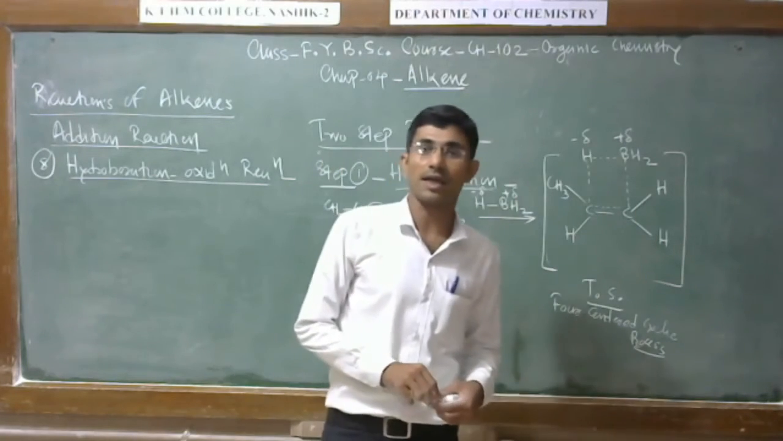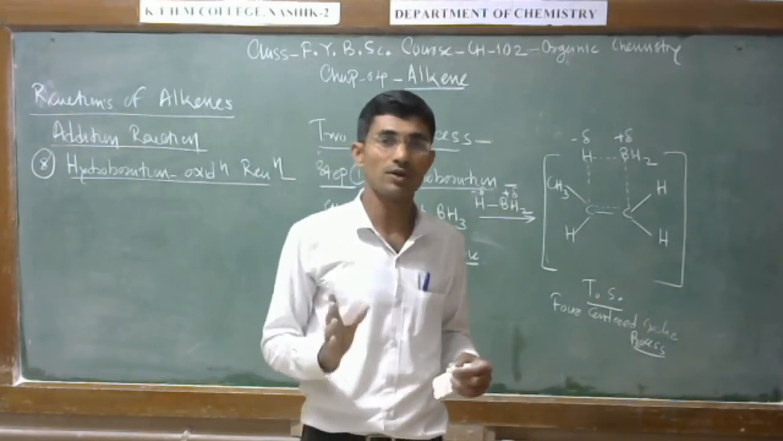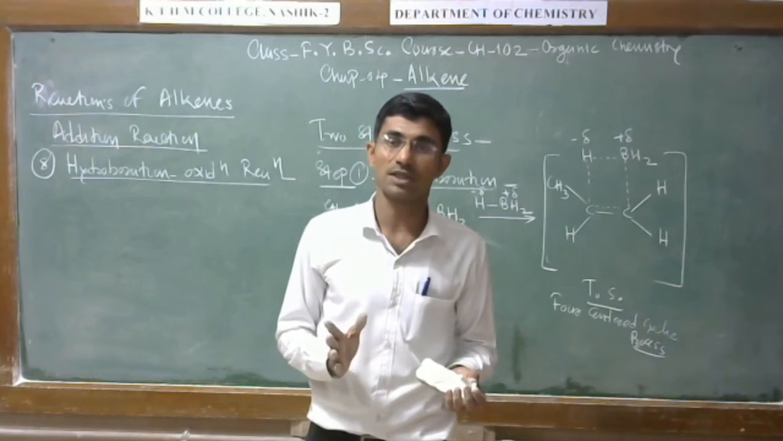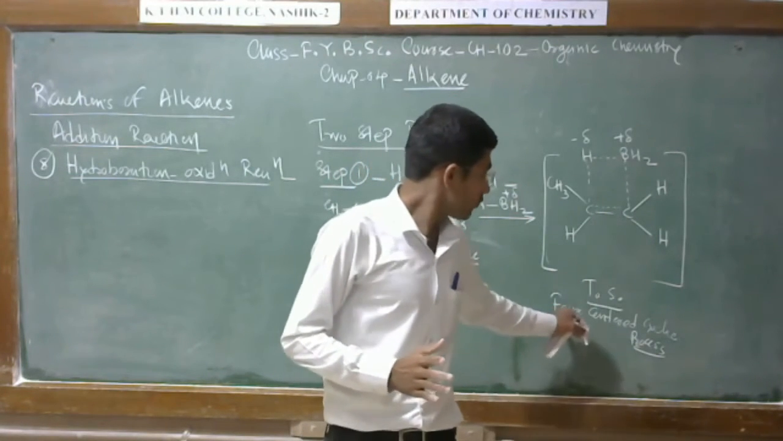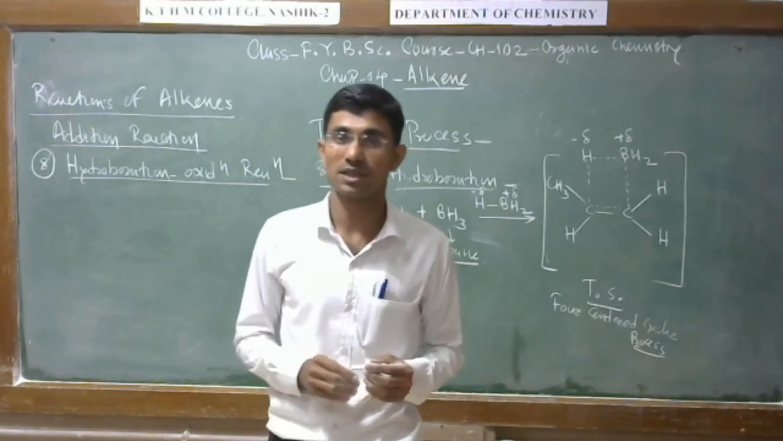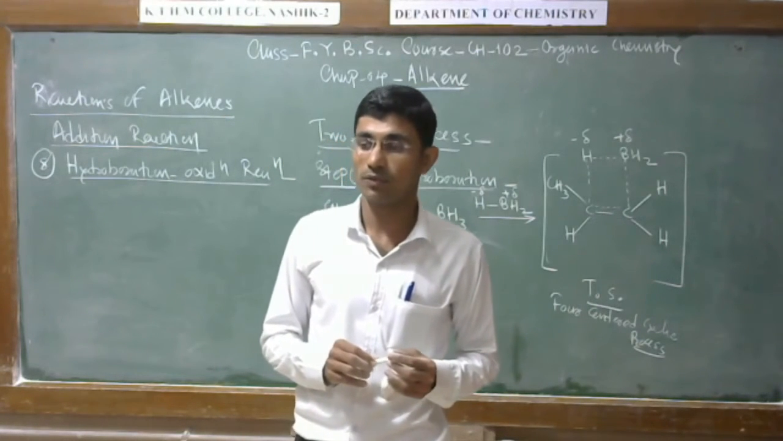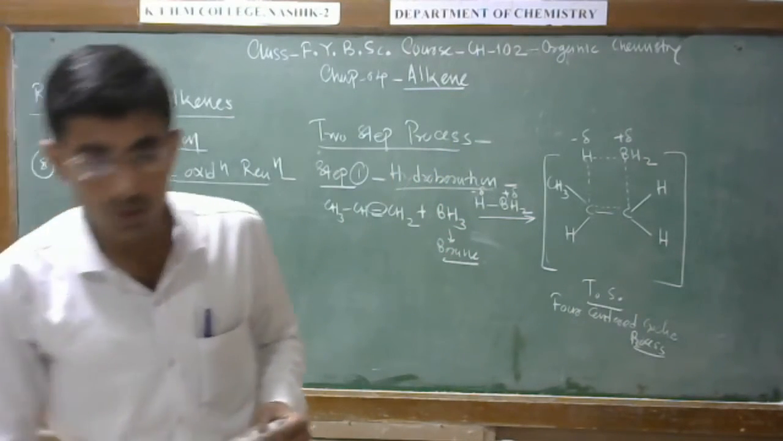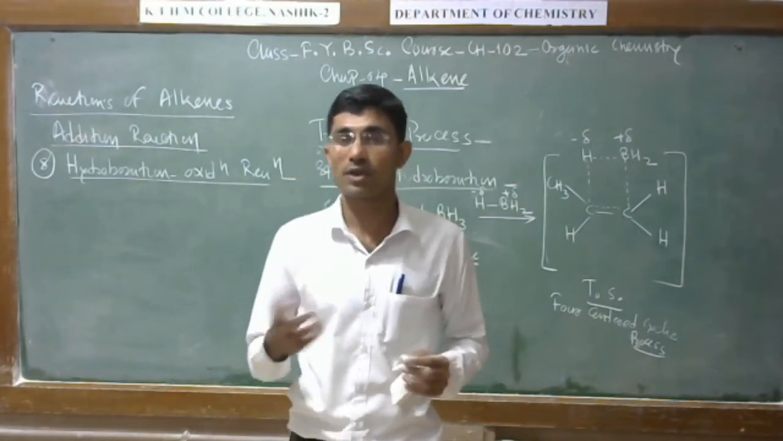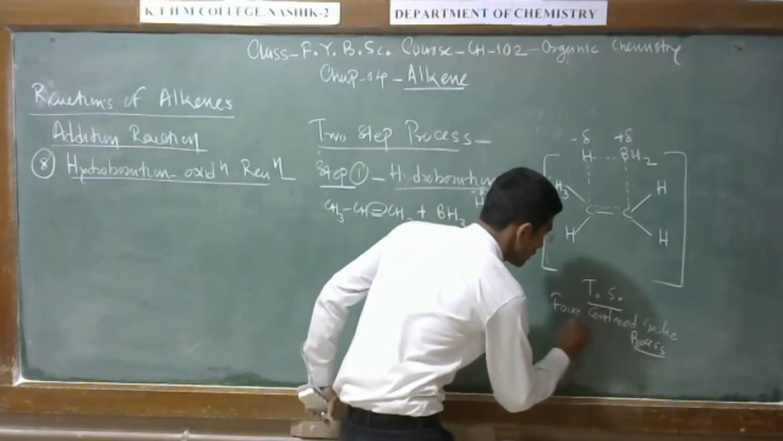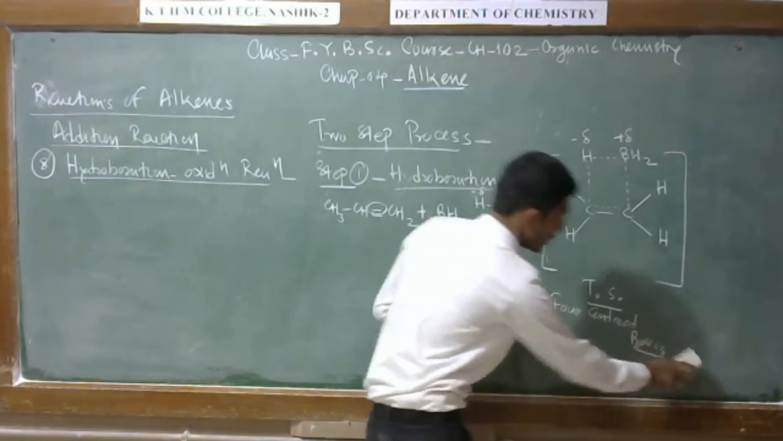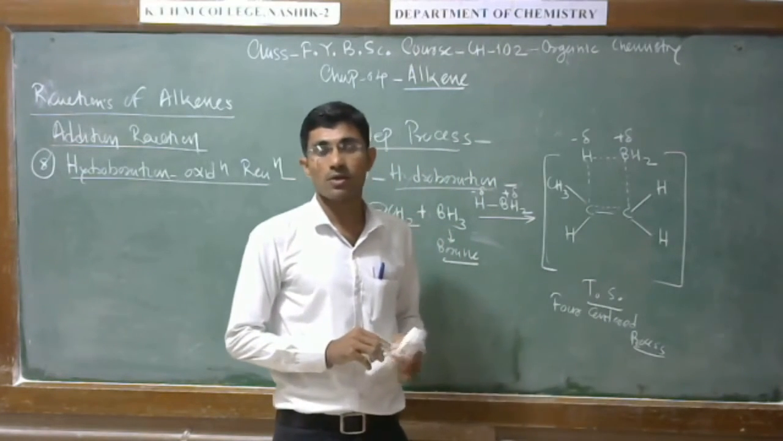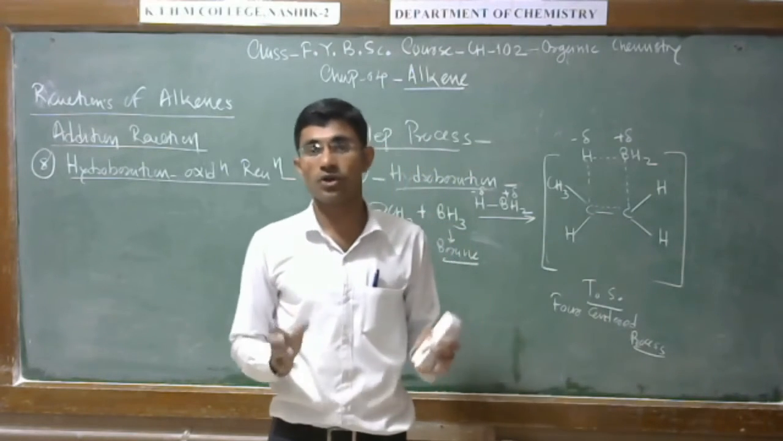This is the four center cyclic process. So this transition state has which character? Cyclic character. Four atoms are involved in the transition state. So in other words, we can say this is the four center process overall. Okay. So this kind of transition state is formed according to Markovnikov's rule.